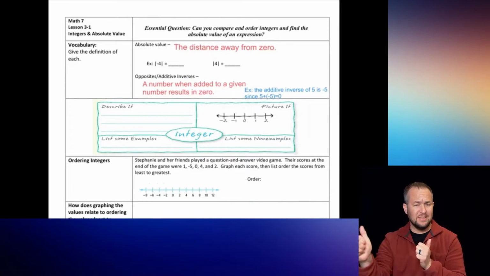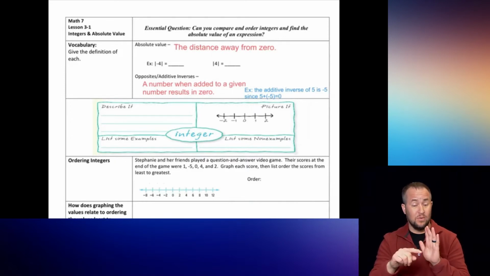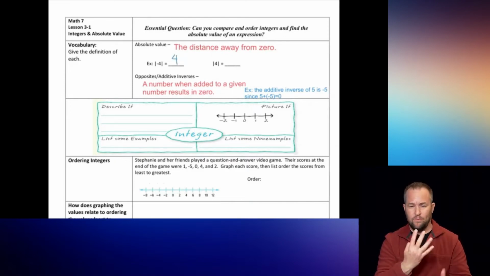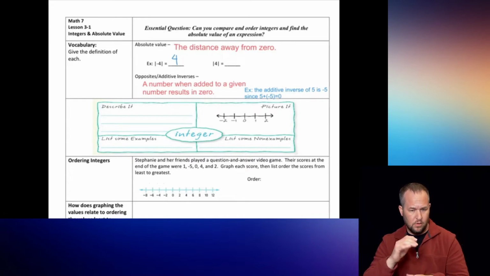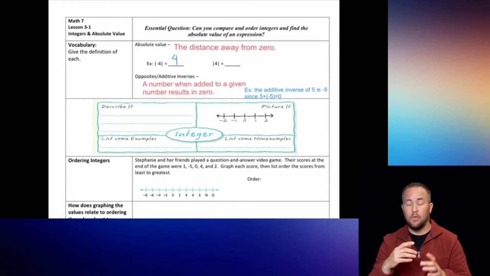So the absolute value of -4 is 4, because -4 is 4 spaces away from 0 on a number line. Same idea, the absolute value of 4 is also 4 because it is 4 spaces away from 0.